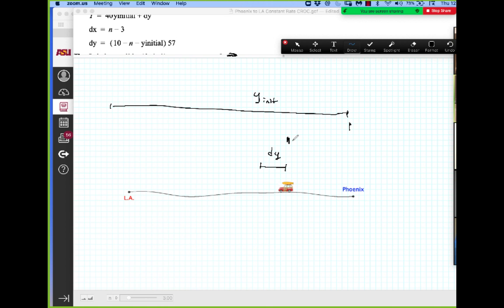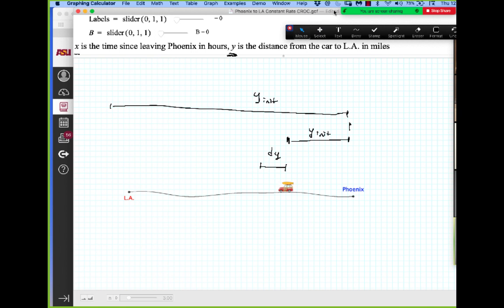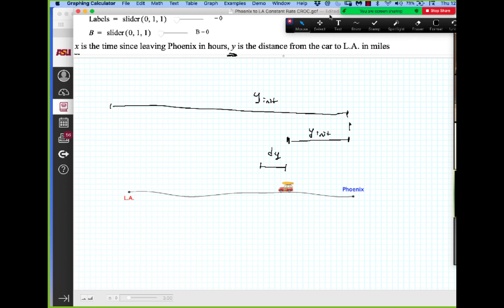Or actually maybe the other side, because we're counting that way, right? So y initial is going to be a distance. It's going to be a span. Y initial is the distance from that point from Phoenix. So it's that initial distance. This is y initial. Is that what you're saying? Yeah. Agree with that? So what was y again? Y values are? The distance from the car to LA. Right, the distance from the car to LA. So is this y initial?